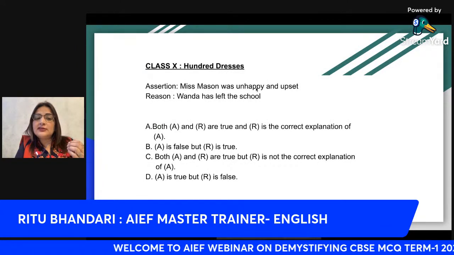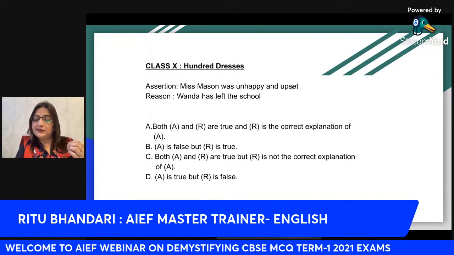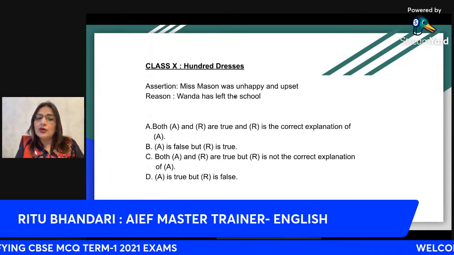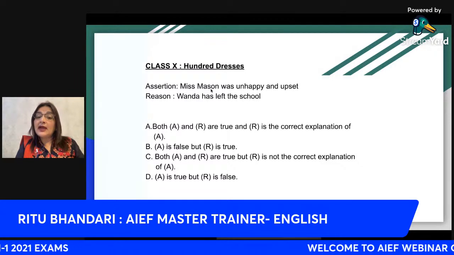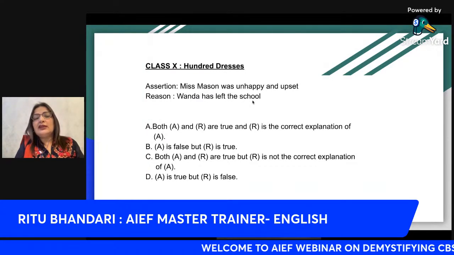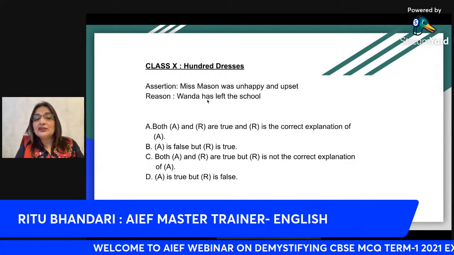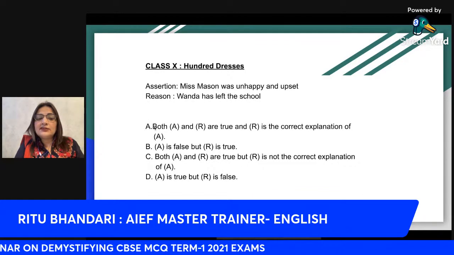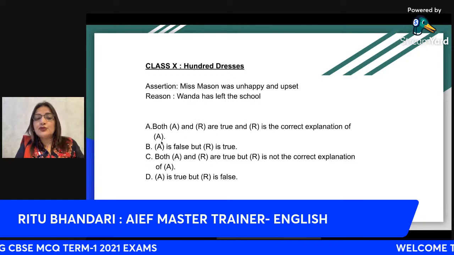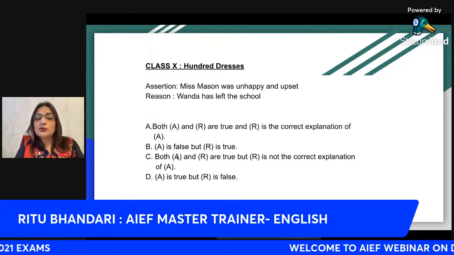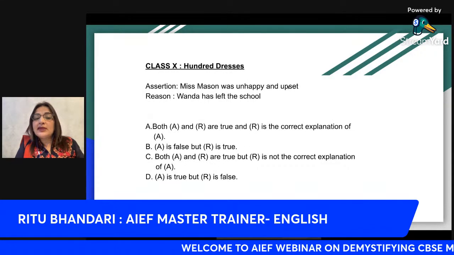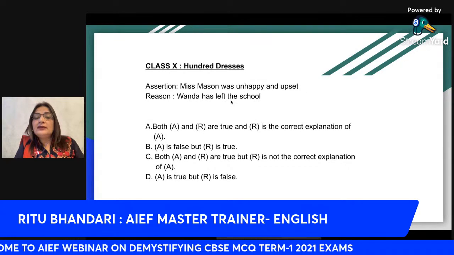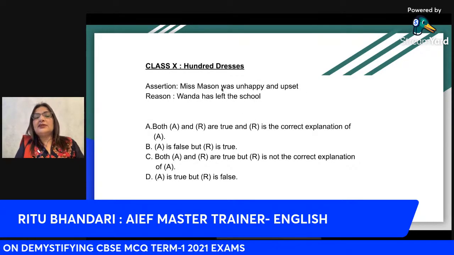What does the second step say? It says, read this: Miss Mason was unhappy and upset. Add a because here, and then read Wanda has left the school. Miss Mason was unhappy and upset because Wanda has left the school. Is this the correct explanation of the assertion? So when we say both are true, either our answer is going to be A, because A and R are true, or our answer is going to be C, because only here A and R are true. But since we have put in step 2 of the two-step strategy, we find that R is the correct explanation of A.